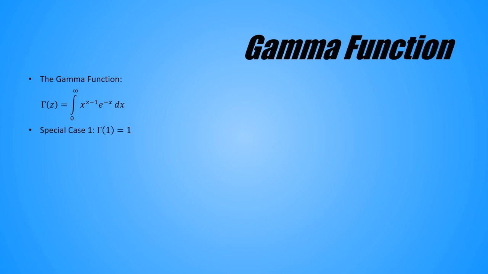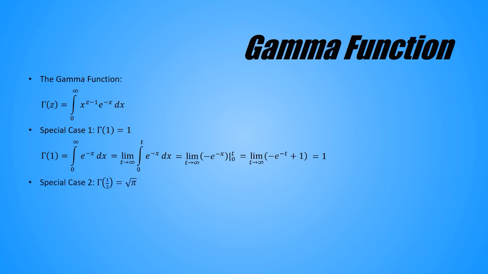Special case 1, gamma of 1 equals 1. Plugging in z equals 1 gives me this integral, which I'll treat as an improper integral in the usual way. And here I've evaluated the antiderivative, which is negative e to the negative x. And then I evaluate the limit, which is 1. This exponential goes to 0 as t goes to infinity, leaving us with just the 1.